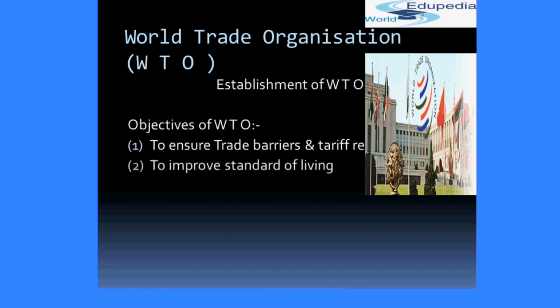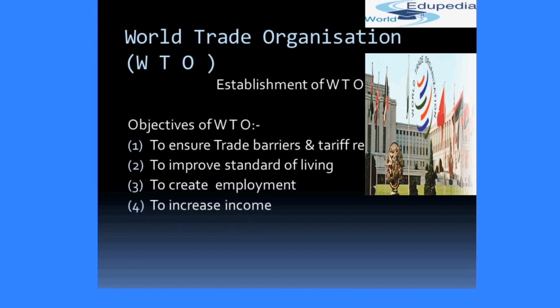Another objective is to improve standard of living. That means to improve standards of living, create employment, increase income and effective demand, and facilitate higher production and trade. Another objective of WTO is to create employment. As you can see, the WTO role is also to create maximum employment, to facilitate optimal use of world resources for sustainable development also. Another objective is to increase income. By way of reduction of tariff and other trade barriers, another objective of the World Trade Organization is to increase income.